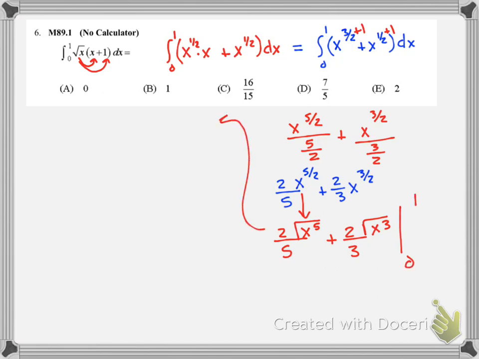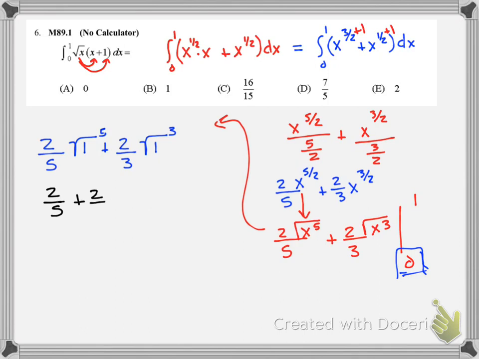So we'll start up here evaluating our limits. We have 2/5 the square root of 1 to the 5th power plus 2/3 the square root of 1 to the 3rd power. And in both cases, the 0 limit will result in 0. So we're really just doing this first part. So I'm going to have 2/5. The square root of 1 is 1, to the 5th is still 1. So we're going to have 2/5 plus 2/3.